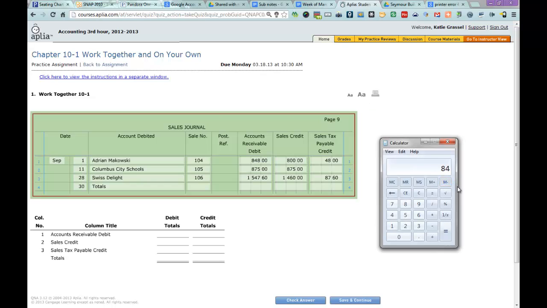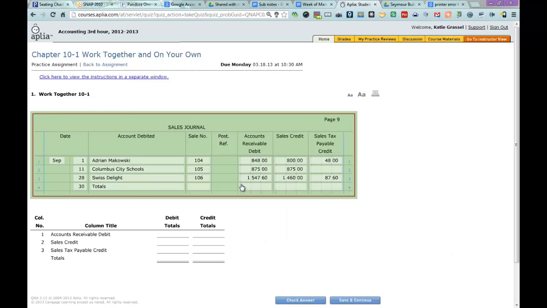So we're going to use our calculator and we're going to add up 848 plus 875, which will give me $3,183.60. I'll add up 800 plus 875 plus 1,460, which should give me 3,135. And then I need to add up my sales tax, which will give me 135.60.